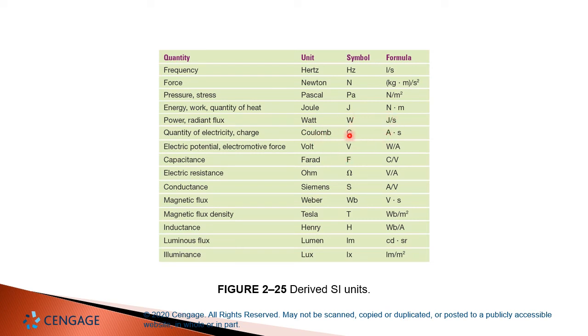We also have coulombs, capital C, that's an amp times a second. We have volts, which is again a measure of electrical potential. We use V for those. Again, that's watts divided by amps. That's just Ohm's law.